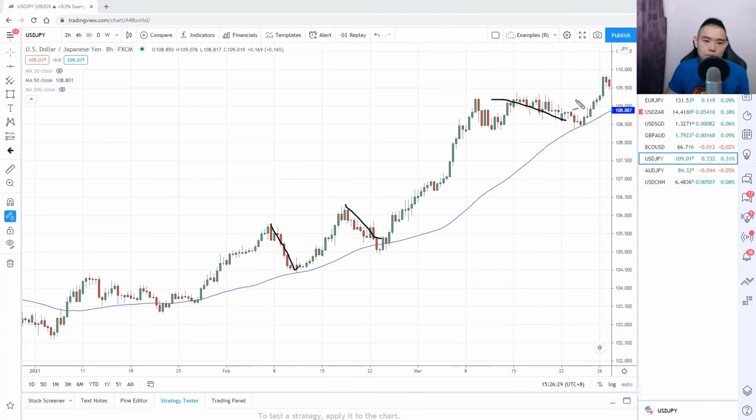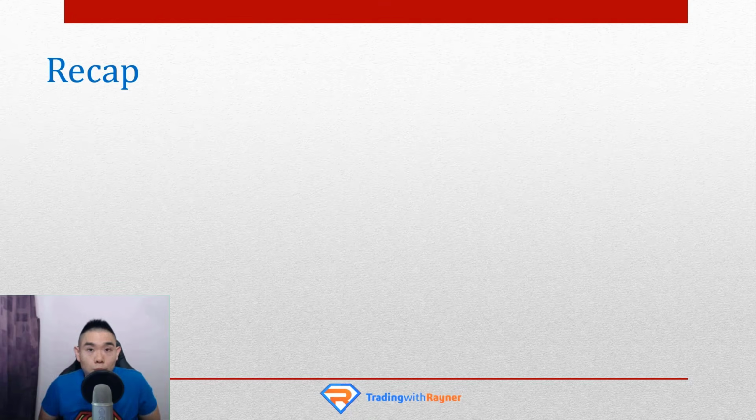So this gives you more time. If the depth of the pullback is longer, in this case of the 50 period moving average, you have more time to plan your entry, compared to a 20 period moving average where you need to scramble and act fast. So this is why I prefer using the 50 period moving average to define the area of value in trending markets. Okay, let's do a quick recap of what you've just learned.